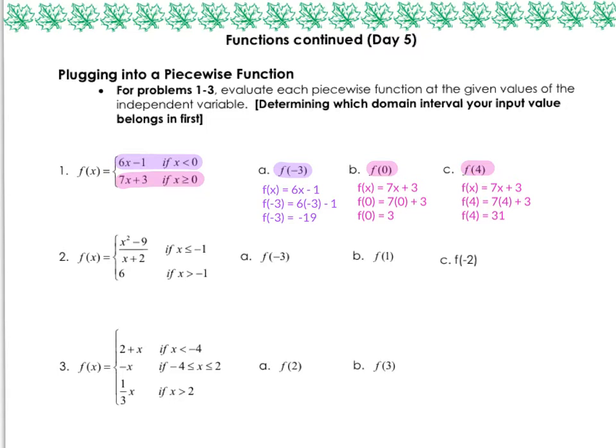So to start you off for the next function, f of x equals, the top function is x squared minus 9 all divided by x plus 2. That's one function used for all the x values that are less than or equal to negative 1. And then it's an output of 6 for any x values that are greater than negative 1.